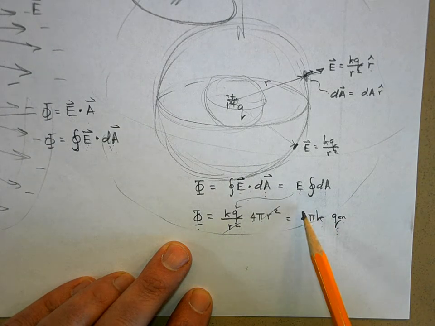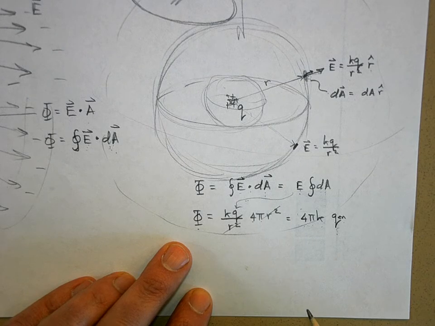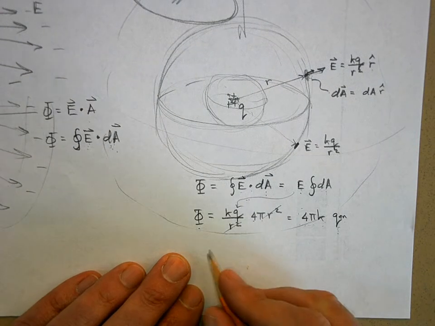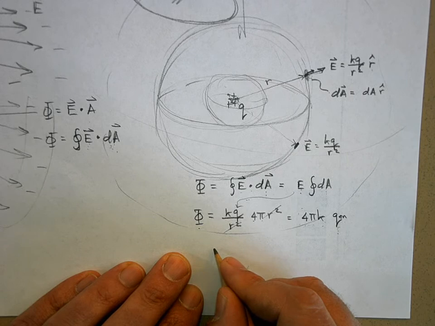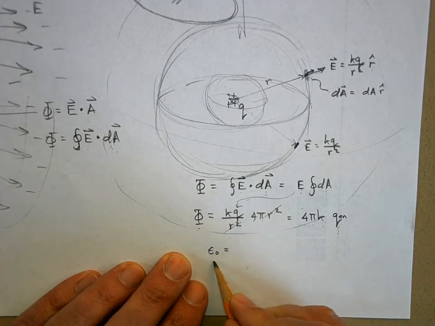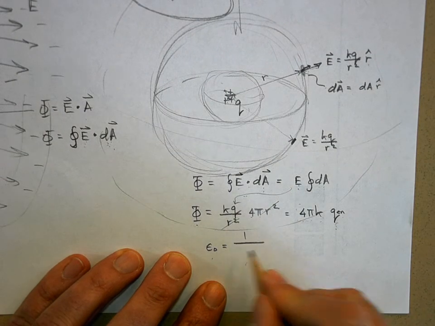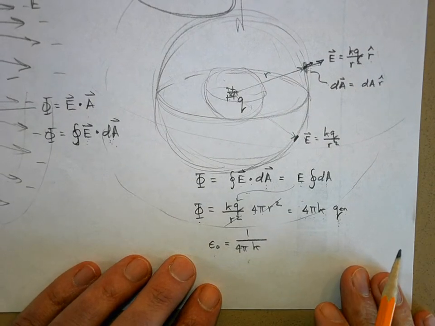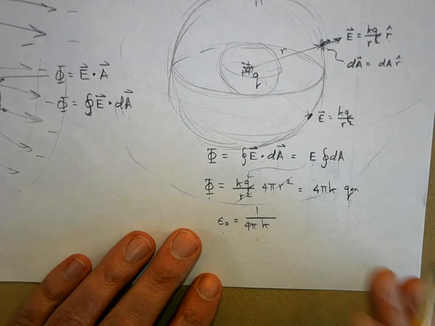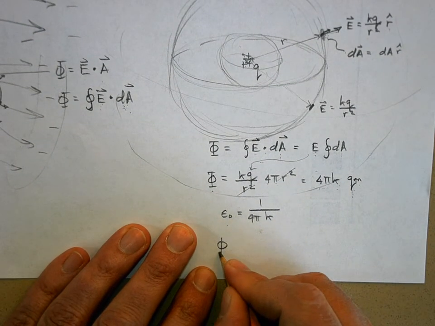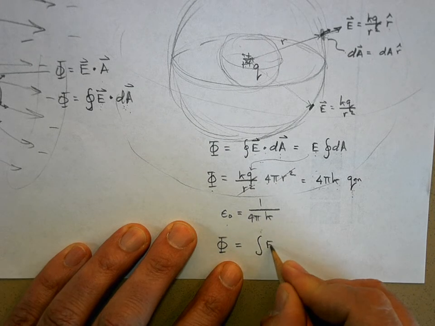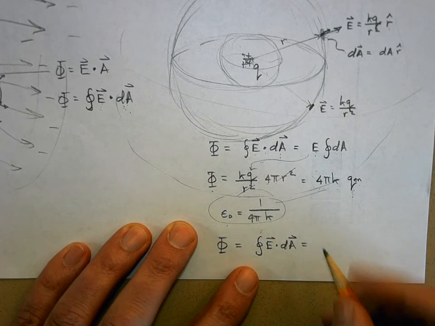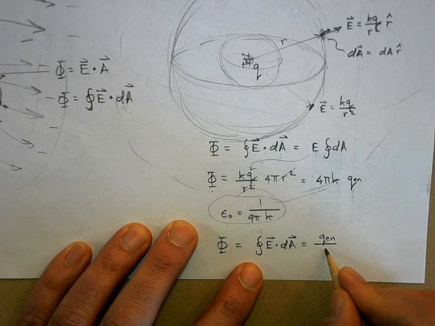Now, you can leave it as 4 pi k. That's totally cool. But remember, we had another way of expressing the electric constant. We have this idea of epsilon naught, this permittivity of free space that we talked about, as being 1 over 4 pi k. So what we actually have here now is this: the amount of electric flux is equal to the closed integral of E dot dA. And when I substitute this in here, this is equal to the charge enclosed divided by epsilon naught.